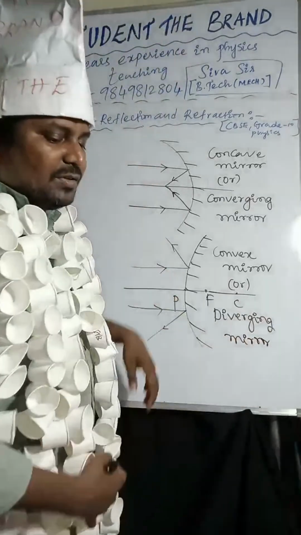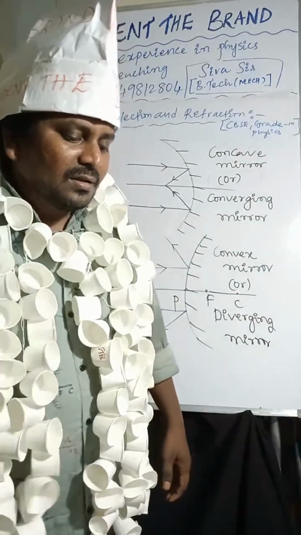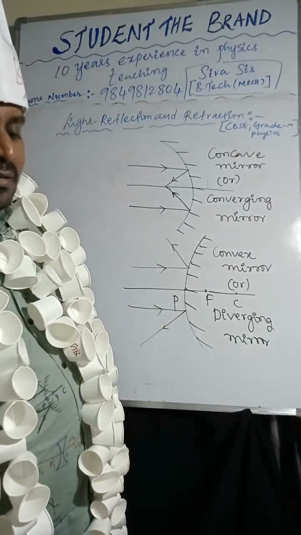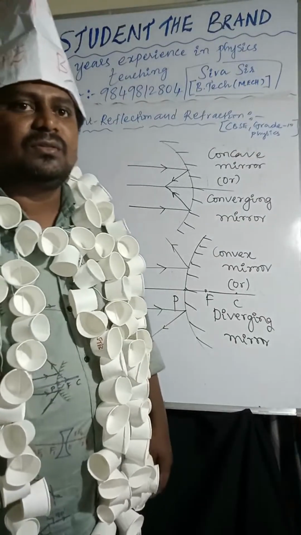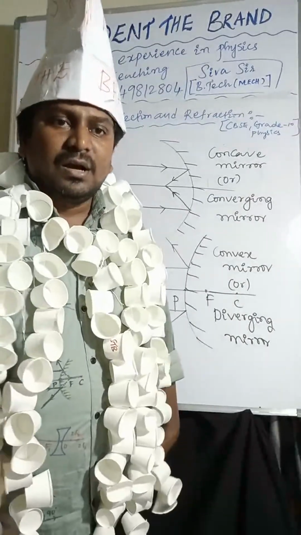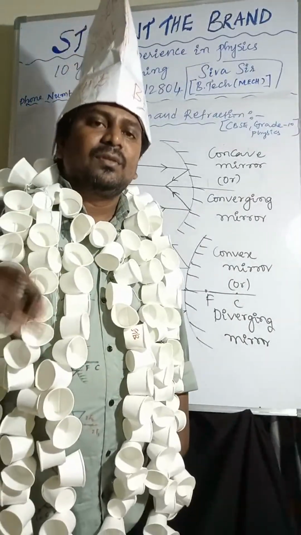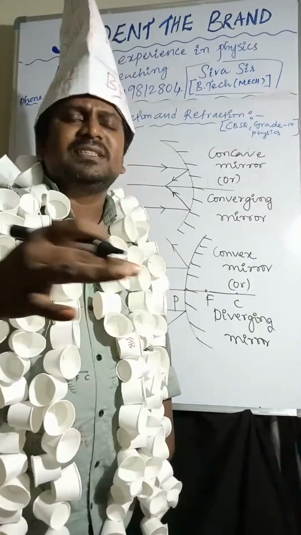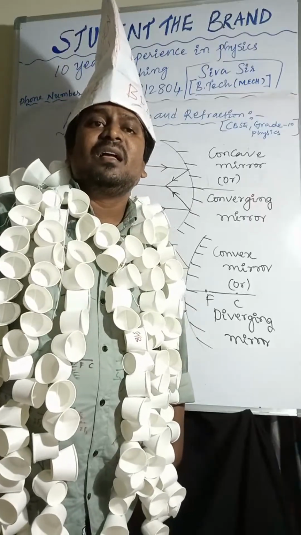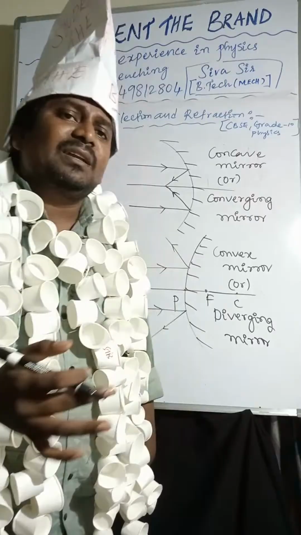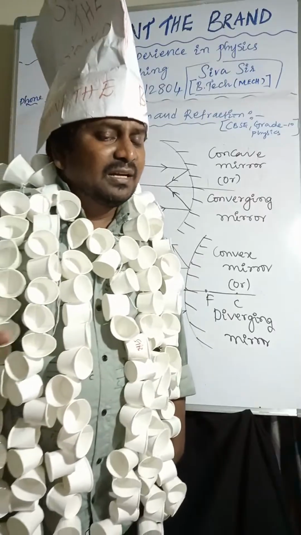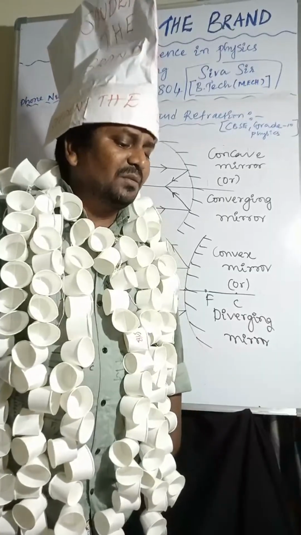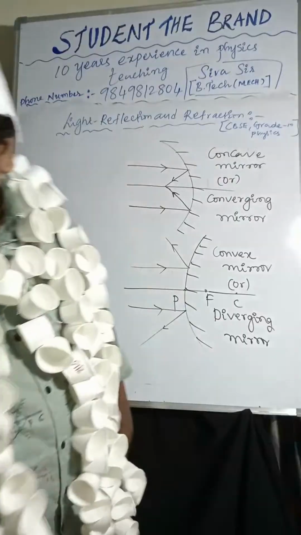So concave mirror is known as converging mirror. Convex mirror is known as diverging mirror.